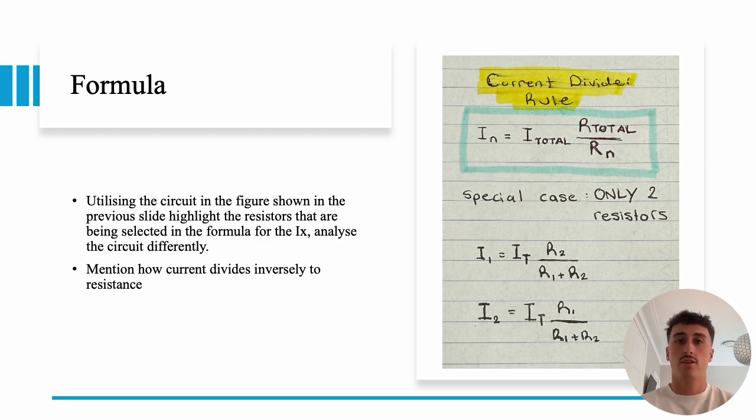The formula that describes this relationship is: selected current equals the total current multiplied by the total resistance over the resistance of that selected branch. Written out, it looks like the following on the right, with a special case included.